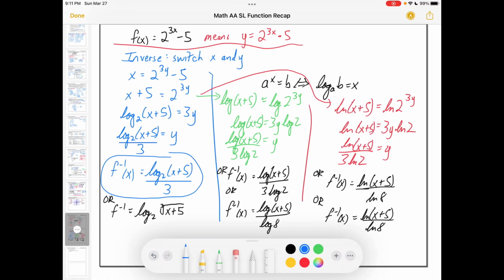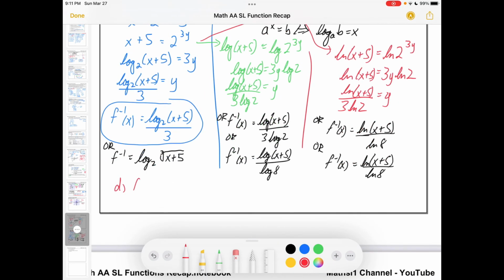It's also worth mentioning here that if you wanted to answer the question from before, which was to find f inverse of 3, well, you could plug it into any of these forms. You could put it in here, log base 2 of 3 plus 5 all over 3. That would be log base 2 of 8 over 3, or 3 over 3, and we'd still get that 1. And that would be true from any of these forms.